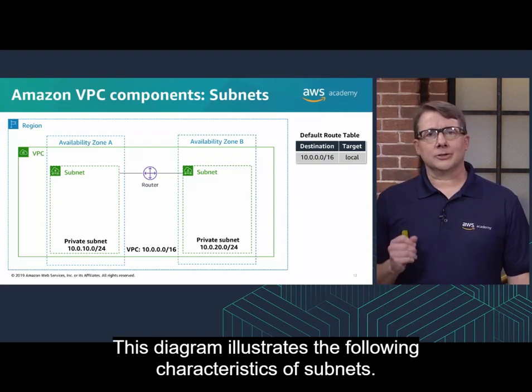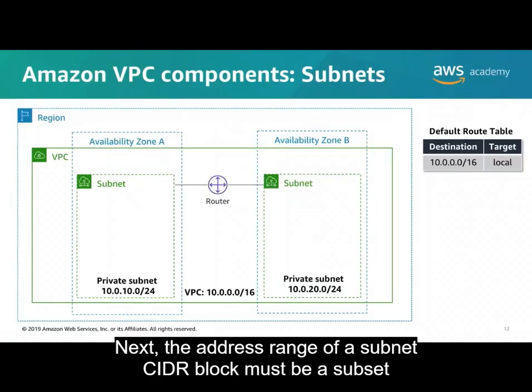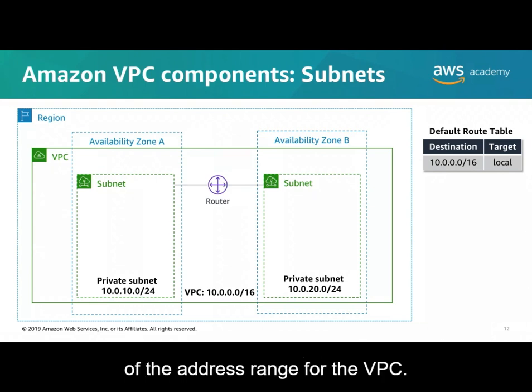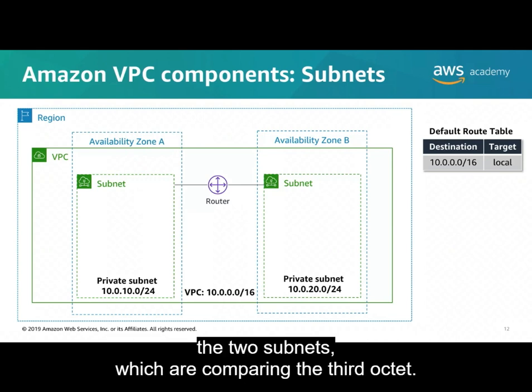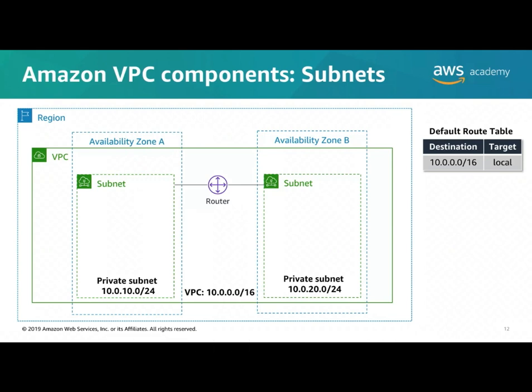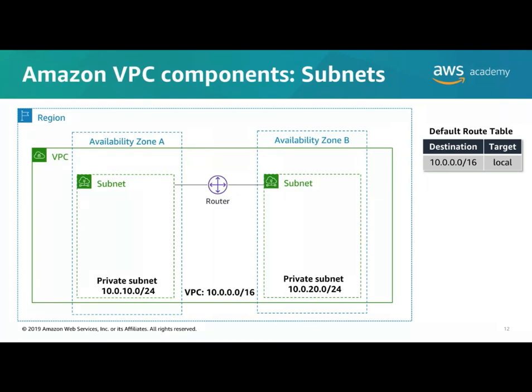This diagram illustrates the following characteristics of subnets. First, subnets can only exist in one and only one availability zone. Next, the address range of a subnet CIDR block must be a subset of the address range for the VPC. Subnet CIDR blocks in a VPC must not overlap. This is true in the diagram for the two subnets, which are comparing the third octet. Finally, traffic to and from each subnet flows through the implicit router of the VPC.